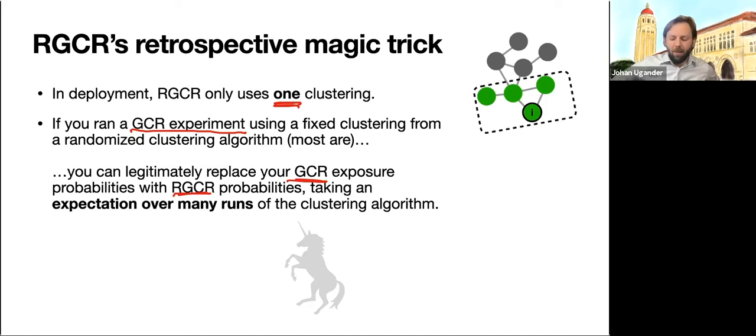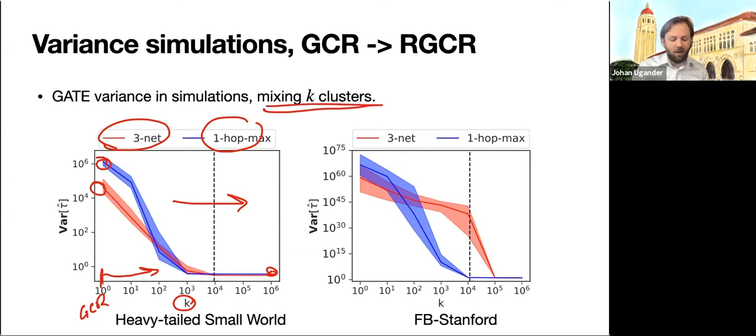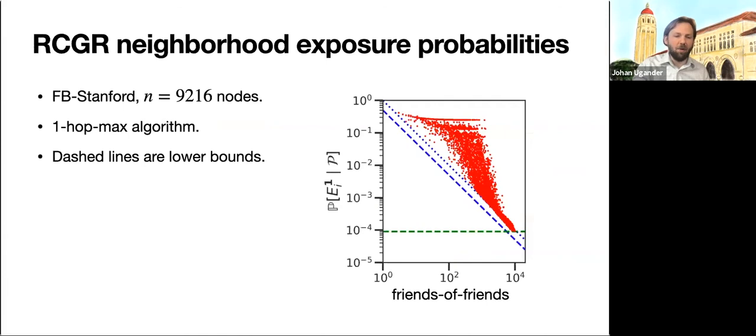I'm out of time, so I'm just going to say that there are these simulations where the variance goes down. I wanted to deliver the intuition most of all, but essentially we analyze both 3-net and one-hop. As you consider more and more clusters, you go from these huge variances, which is GCR, down to these tiny variances, which is RGCR. The left-hand side here is GCR, and then you're considering mixing more and more clusters. And that's great. It turns out that there are many variations that don't really change things, and the exposure probabilities are small.